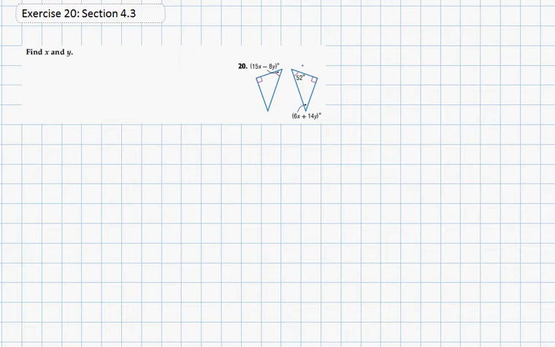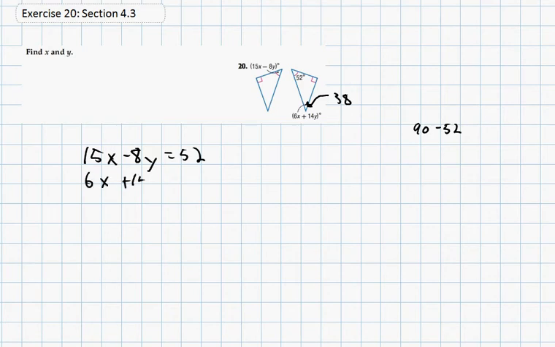So the first thing I'm going to do is notice that 15x minus 8y is also equal to 52. So that's 15x minus 8y equals 52. The next thing I'm going to do is notice that these all have to add up to 90. So I've got 52 and 90. So this angle is going to be 90 minus 52 because they have to add up to 90 to make the other 90, which gives us 38. So that means 6x plus 14y equals 38.